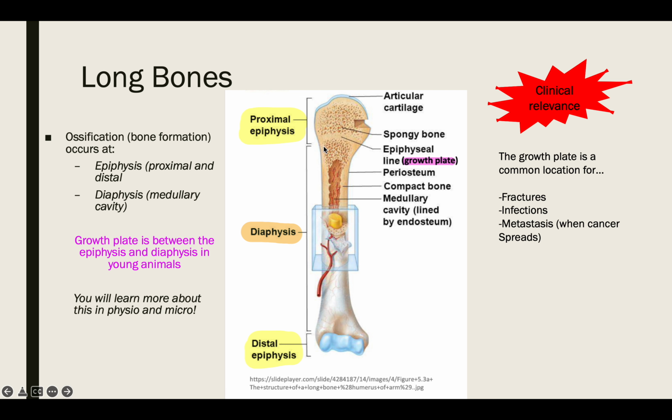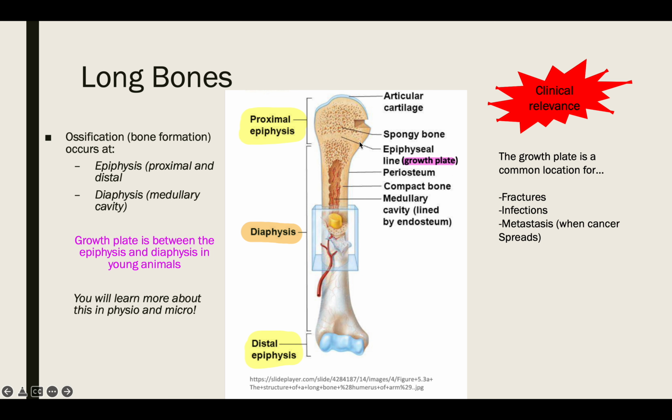So the growth plate, which is right here, highlighted for you guys, is a common location for fractures, infections, and metastasis. Basically, this is going to be an area of new growth, so anything new is going to be more prone to a lot of these things. New puppies are growing, they like to wrestle a lot, so they are more prone to fractures, even infections and stuff like that. So this is a common place for problems.